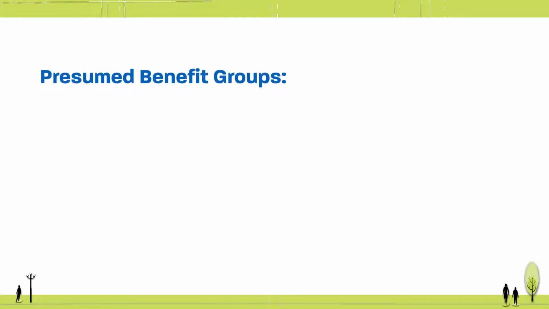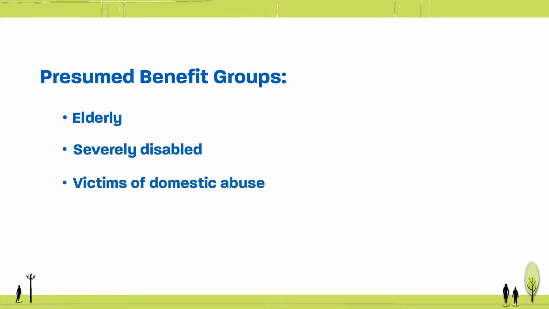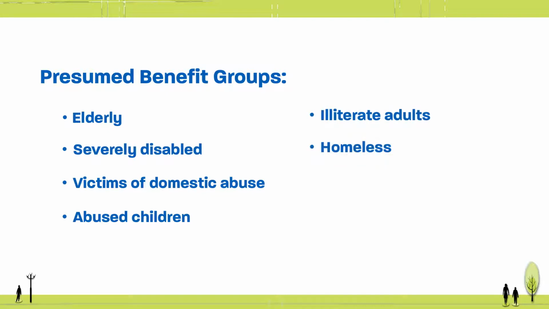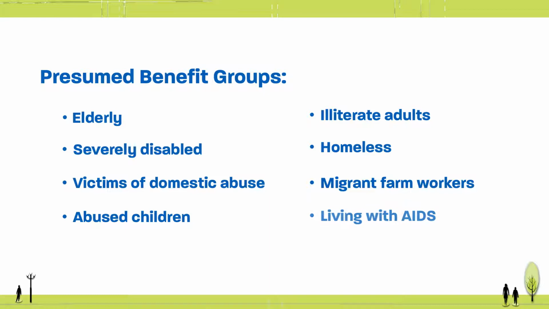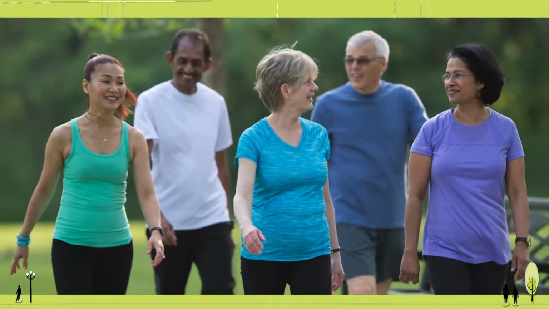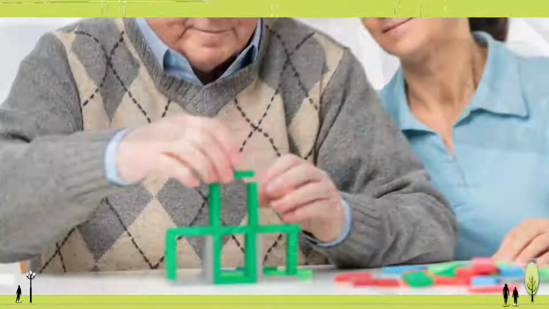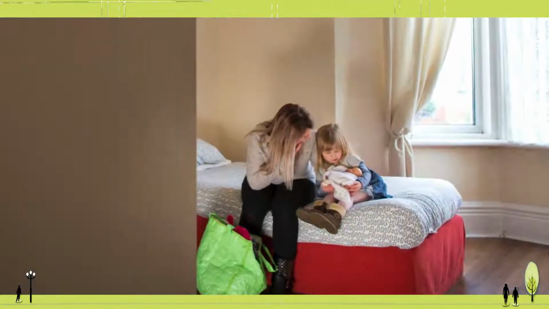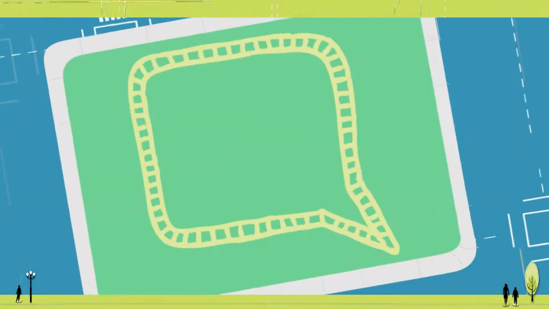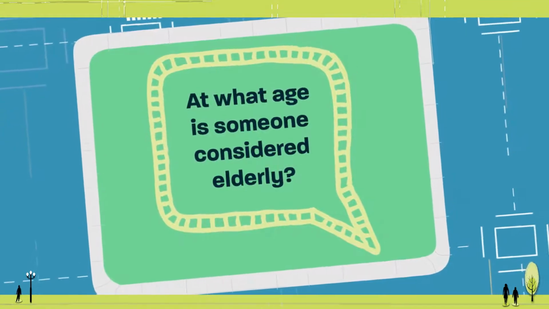As already mentioned, HUD presumes certain groups of people have low and moderate incomes. They are persons who are elderly, severely disabled, victims of domestic abuse, abused children, illiterate adults, people who are homeless, migrant farm workers, and persons living with AIDS. Some examples of CDBG-funded public services under presumed benefit include health services at an AIDS clinic and mental health counseling for people experiencing homelessness. A common question is, at what age is someone considered elderly?